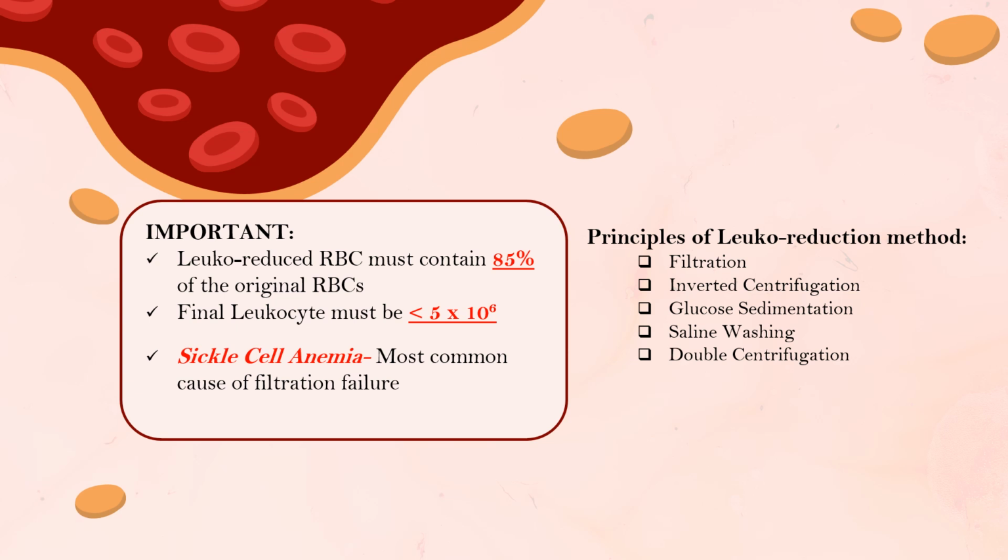When we say sickle cell anemia, it is a condition with a characteristic sickle cell RBC morphology, also termed meniscocyte or drepanocyte morphology, which basically interferes with the filtration procedure during the leukoreduction methods.